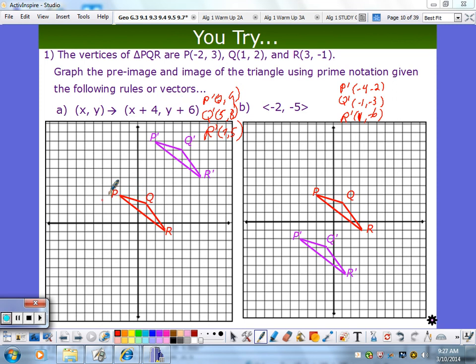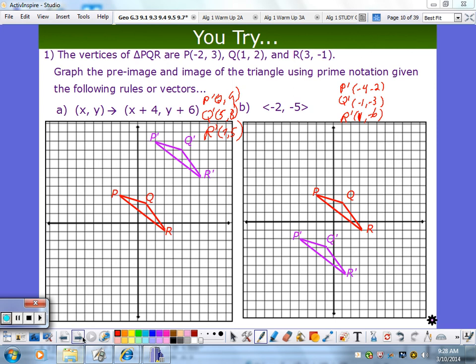So here's my pre-image, and here's my image. This guy here, you're going to subtract 2 from x, subtract 5 from y. So my P prime is -4, -2. Q prime, -1, -3. R prime, 1, -6. And then here's my pre-image, which matches obviously the same one there. But this time, my image is down below it. Questions on any of those things?